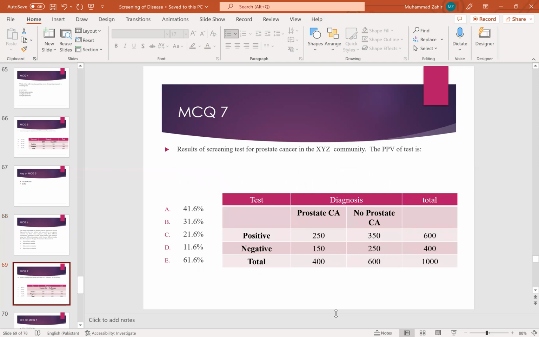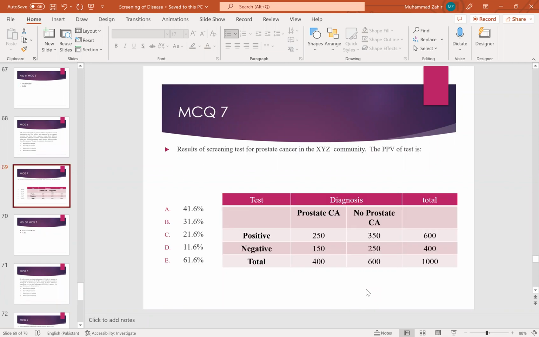Results of screening test for prostate cancer in XYZ community. The positive predictive value of the test is, what could it be? Positive predictive value, I have told you, it is D. 350 over 600 it would be. So the correct option is A.